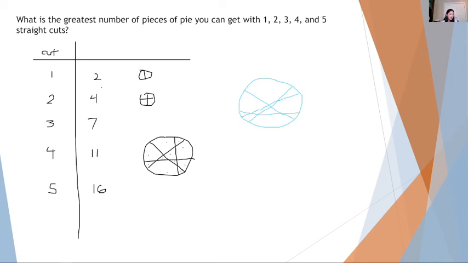There's actually a pattern here that I think William caught on to. With each new cut, you add a certain amount. For example, here you add 3, you add 4. If you remember from patterns, these numbers 2, 3, 4 are increments. So you'd expect the next one to go plus 5. If we were to draw this out, it would mean intersecting basically all of those previous lines. Does anyone have any questions about this?